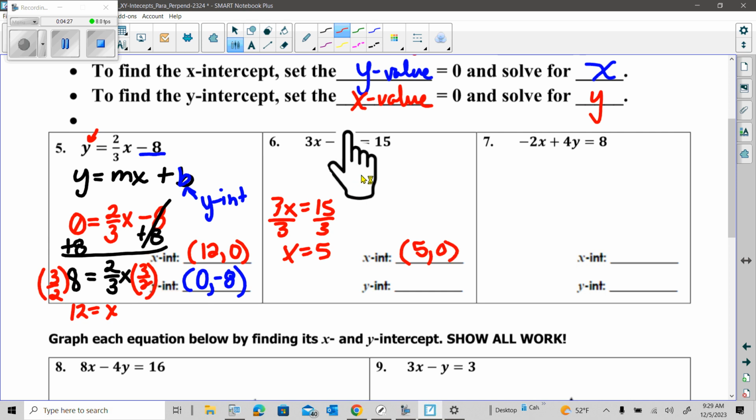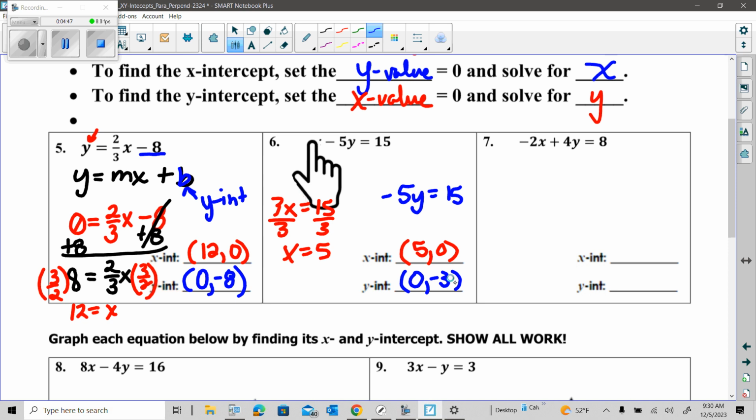So to do the y-intercept, you're going to have to do what? Cover up the x. And what are we going to write? -5y equals 15. So what's our y going to be? Okay, so that means it's going to be 0, -3. Are we okay there? If you can do it mentally, you can cover up.